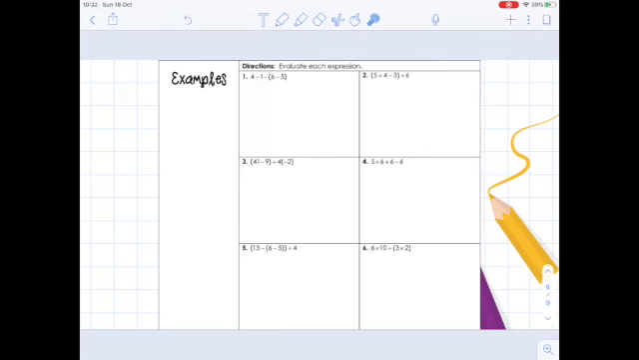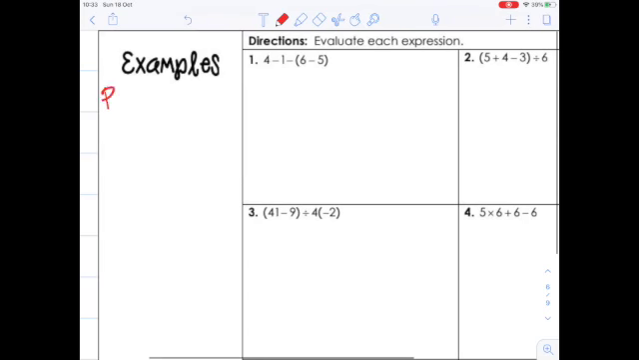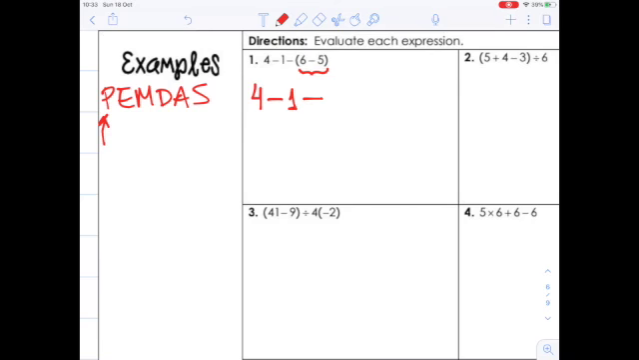Example number 1 over here, notice that we have 4 minus 1 minus parentheses 6 minus 5, close parentheses. According to PEMDAS, the first thing we should do is solve what's inside the parentheses. So we're going to solve what's inside the parentheses first. Everything else, yes, you have to copy on the next line, okay? So the 4 is not going to be changed. Minus 1 isn't changing. Minus, inside my parentheses, I have 6 minus 5, which is equal to 1. Okay? Can I leave my parentheses? Do I take them out?